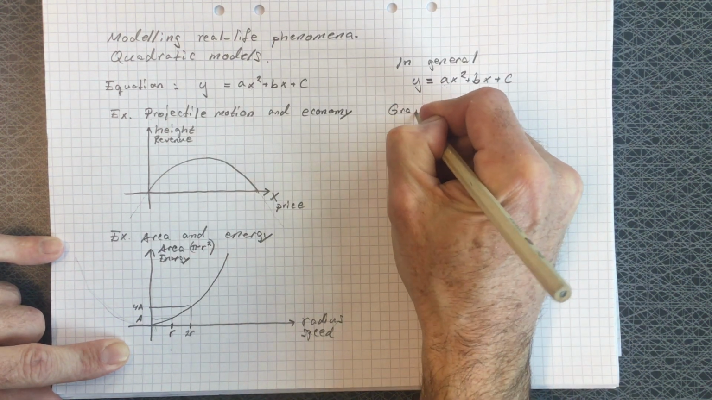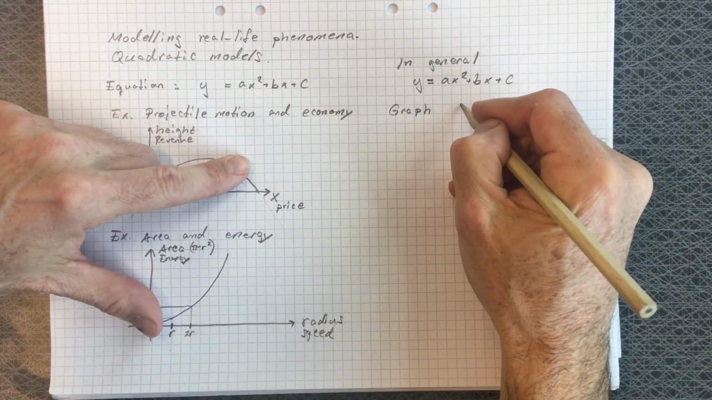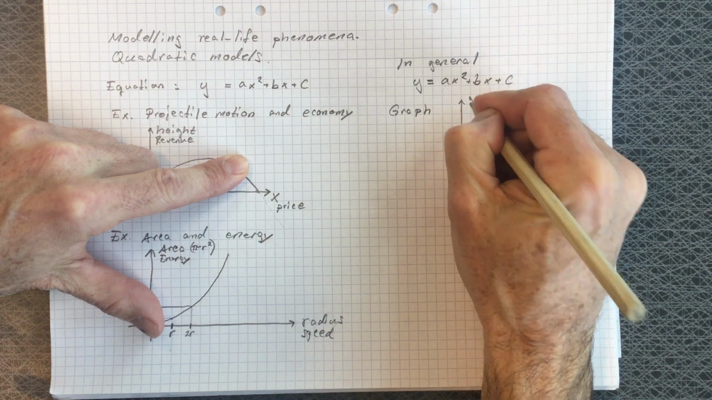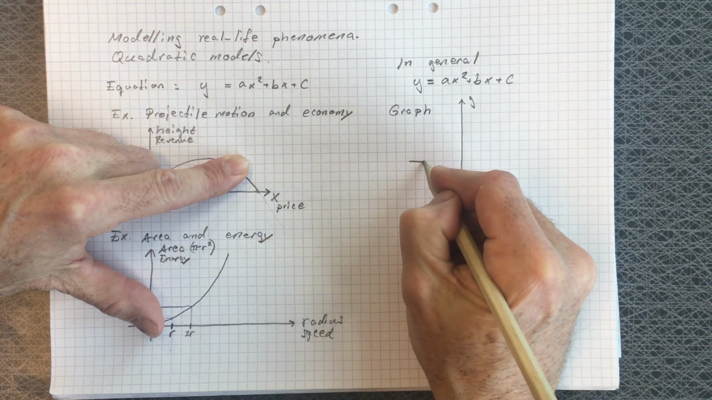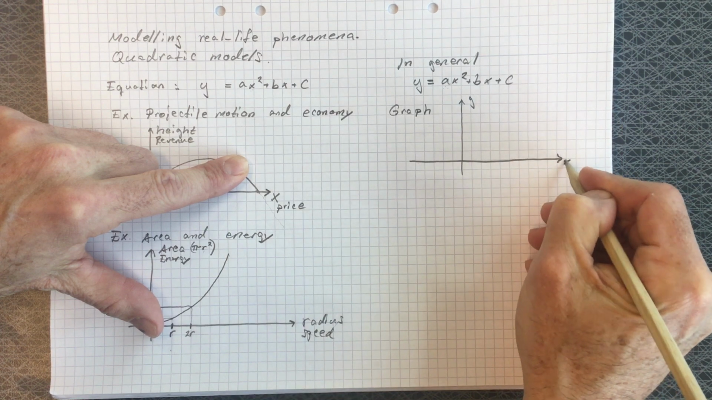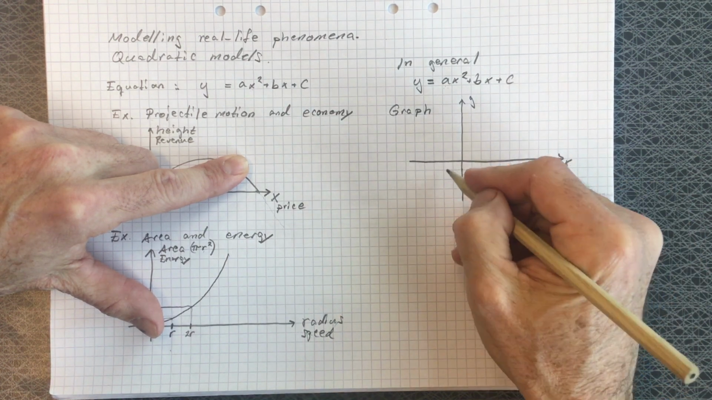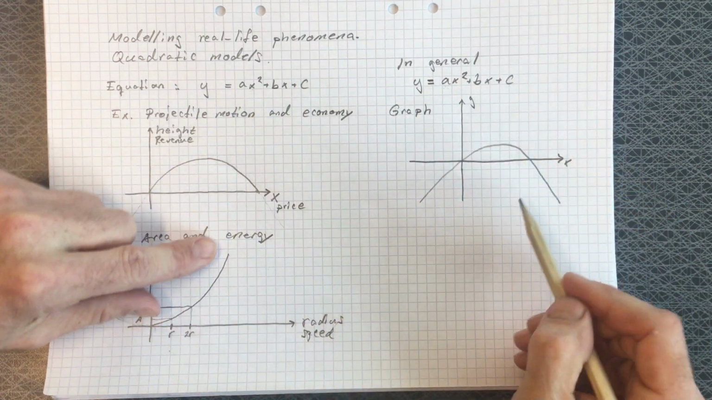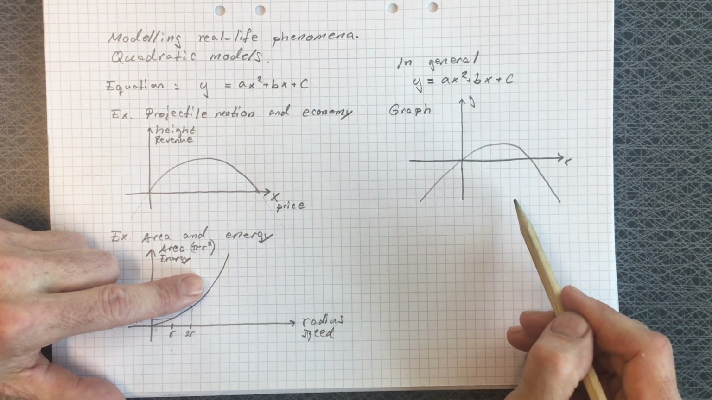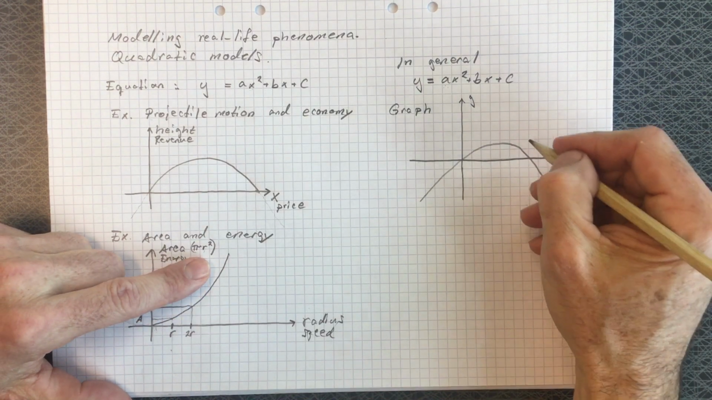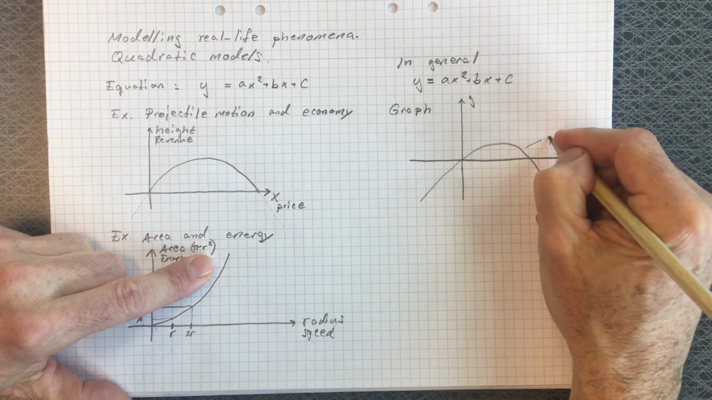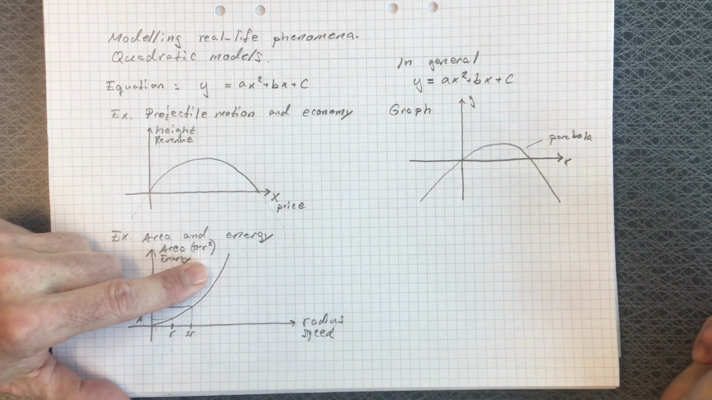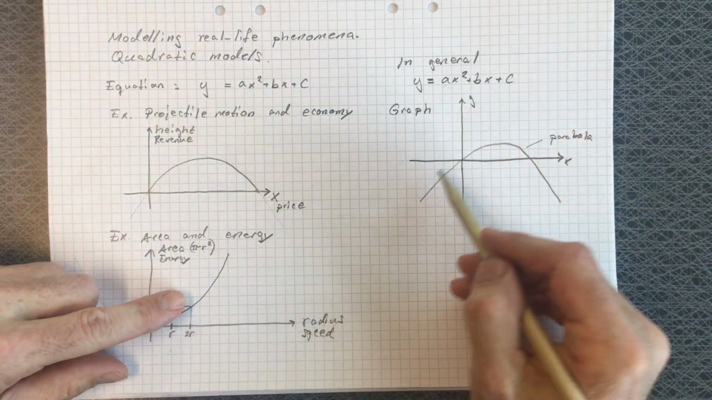Okay, the graph. So let's draw a diagram. The y-axis and the x-axis like this. So it could be written like this. This is one example of a second degree graph. It looks like this. And the graph is called a parabola, a fancy name for the second degree graph.